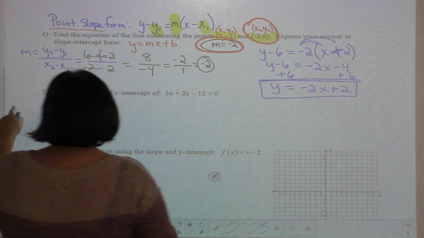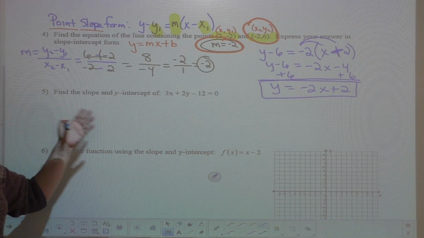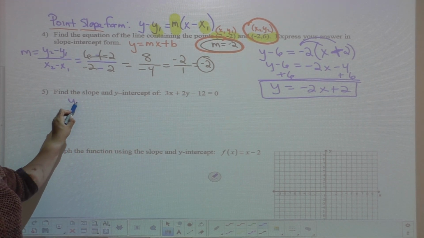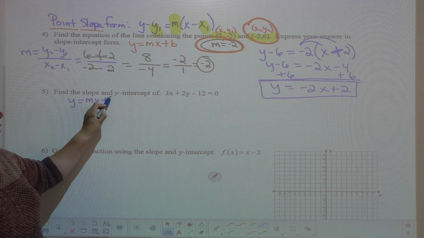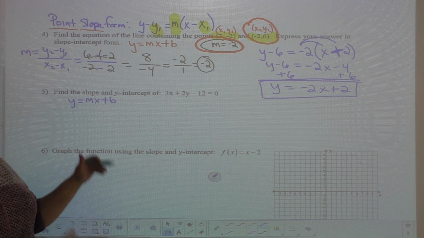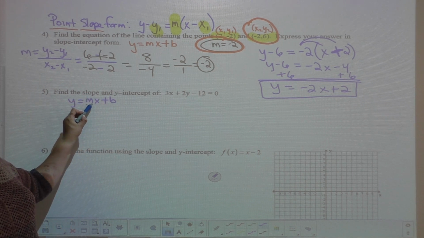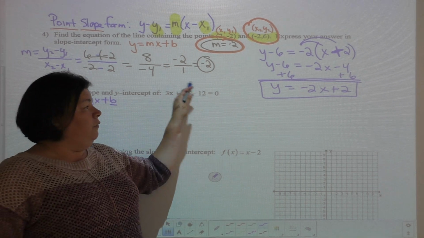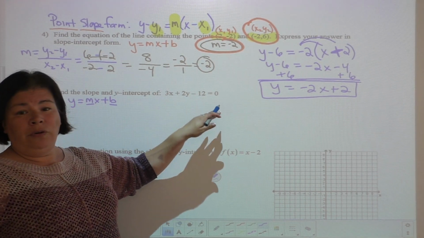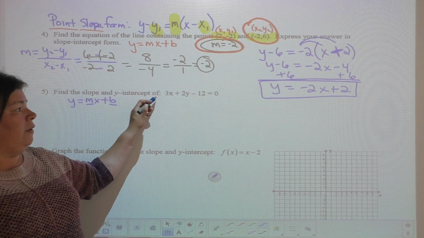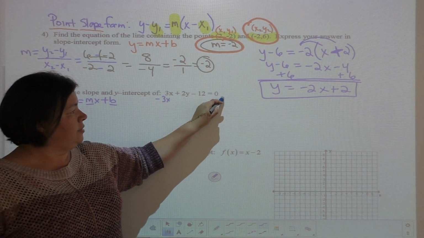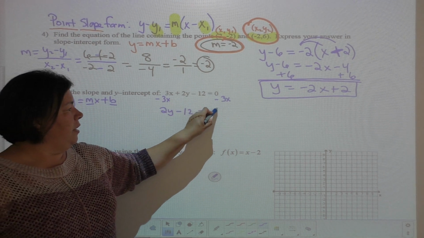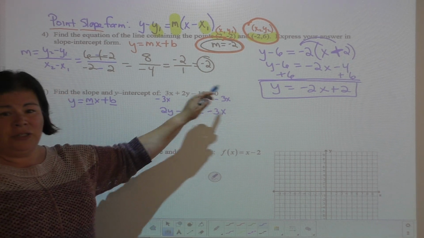All right. Next, we're going to find the slope and the y-intercept of 3x plus 2y minus 12. All we need to do is put it in slope-intercept form, because once we do that, we have our slope and our y-intercept, which is all they're asking us to find. So if you take this, which is already in standard form, and put this in slope-intercept form, we go ahead and subtract 3x from both sides, we have 2y minus 12 equals negative 3x. I can add 12 to both sides.